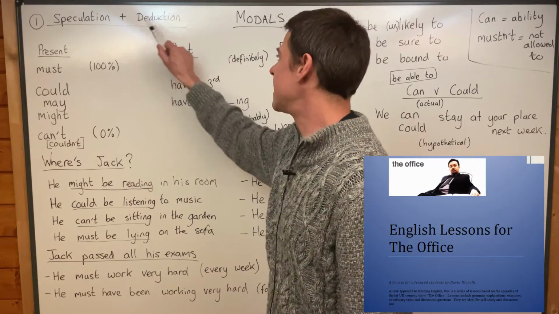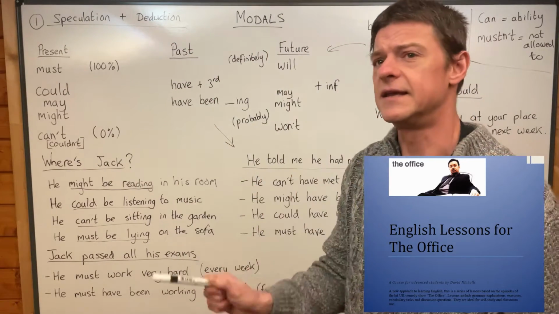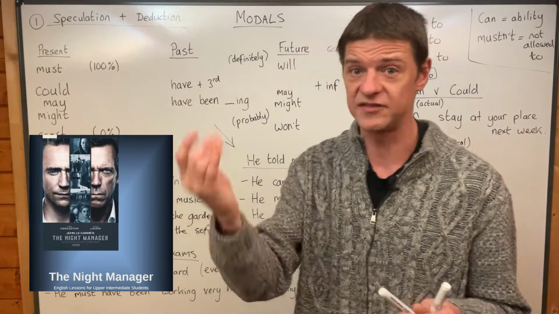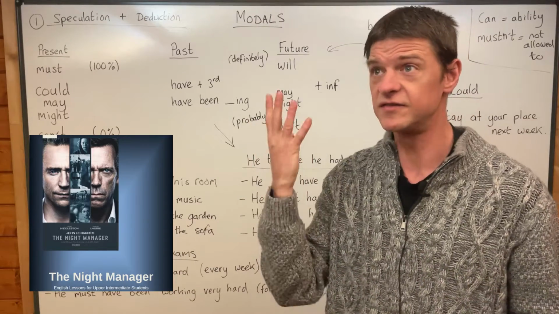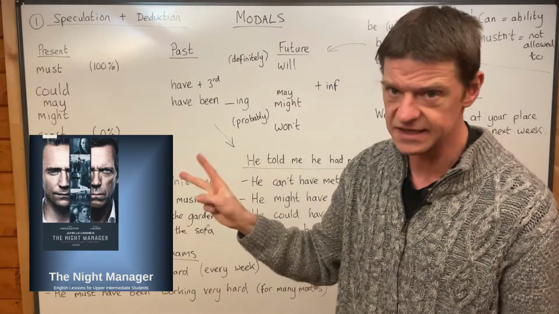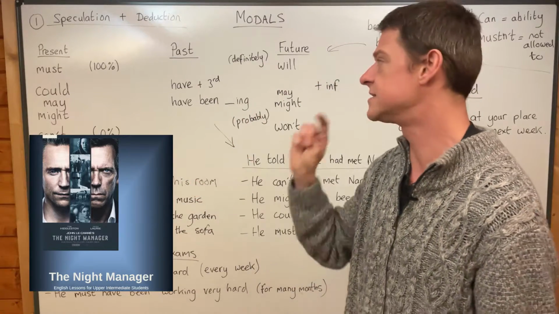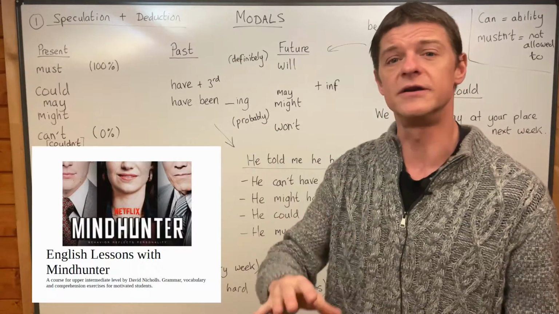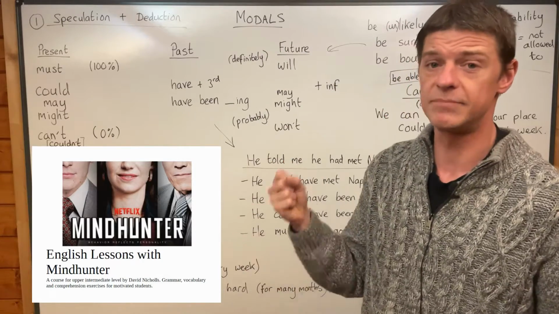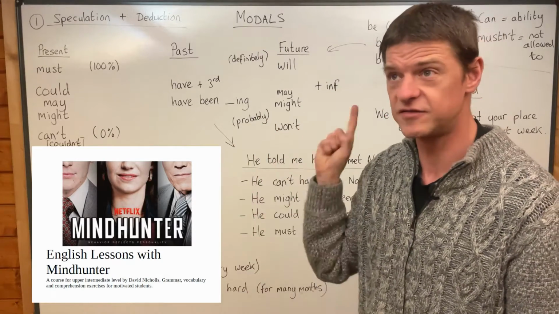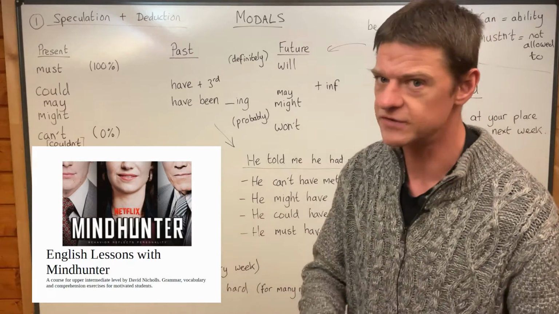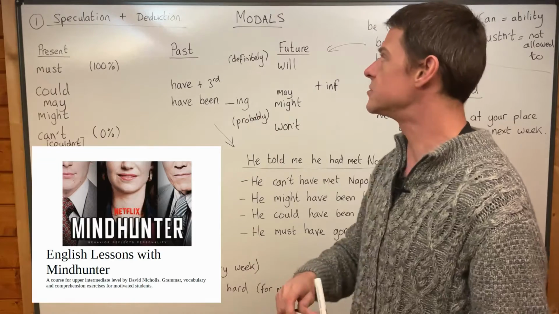But what about speculation and deduction? Well, we have seen in a previous class that the present tenses have 4 aspects, the past tenses 4 aspects, and future 4 aspects. Simple, continuous, perfect, perfect continuous. And then we learn that even gerunds and infinitives and modal verbs can be found in 4 aspects: simple, continuous, perfect, perfect continuous.